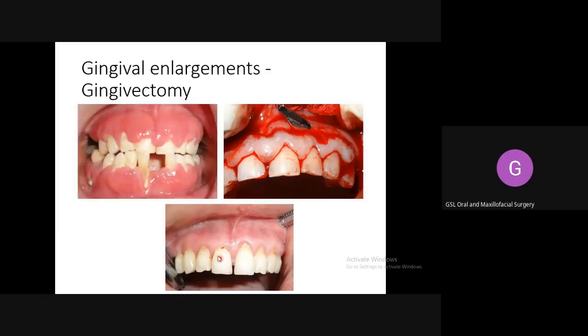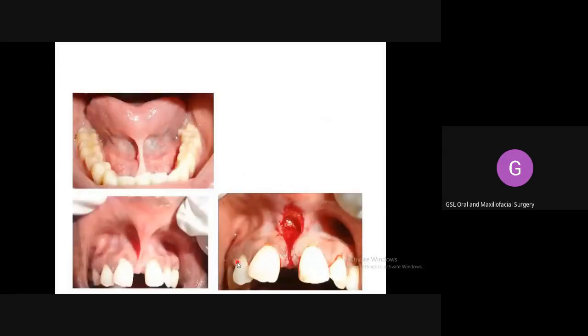And see this another picture where there is severe gingival enlargement. Okay, so you see here we are excising the gingiva. So this is the post-operative view. You can clearly see the gingiva has been shrunk and it is neatly and closely adapting to the structures of the tooth. Okay, so all these treatments come under your periodontics.